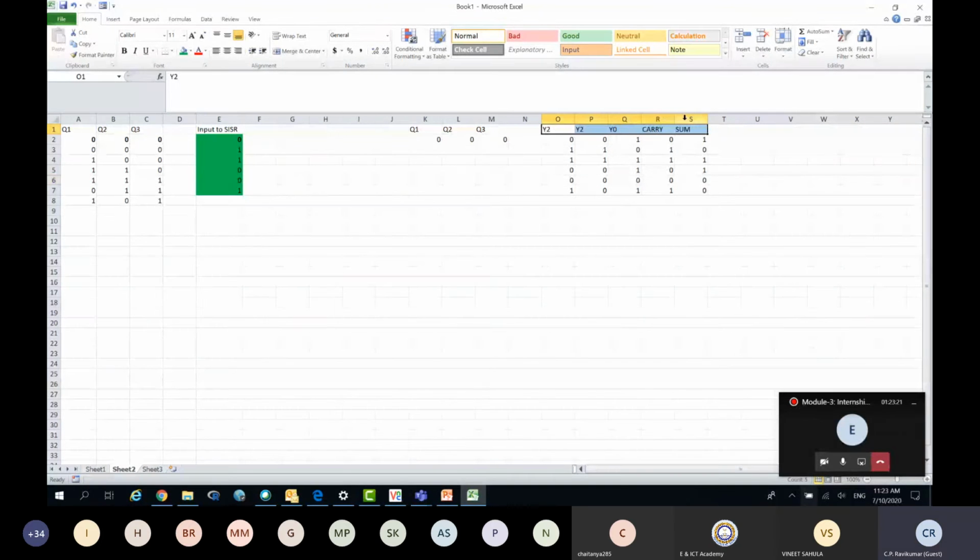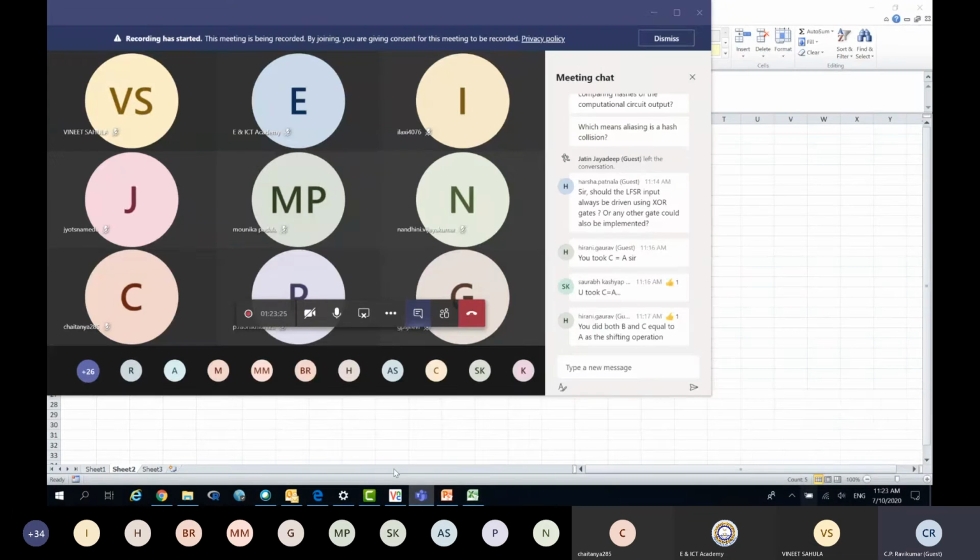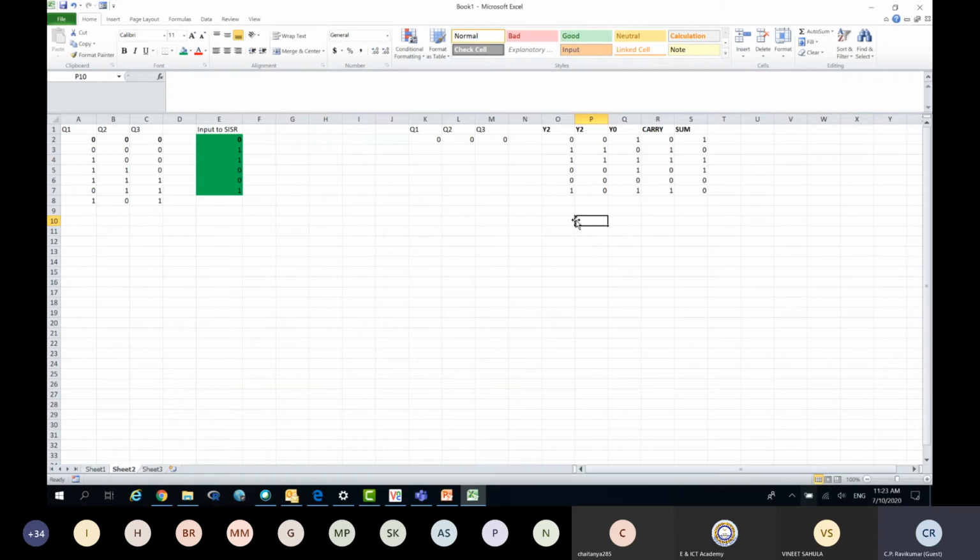Any doubts here? Any doubts? Gaurav Hirani is saying you did both B and C equal to A in the shifting operation. Maybe you are referring to the previous one. Okay. So I took a half adder and simulated it here.